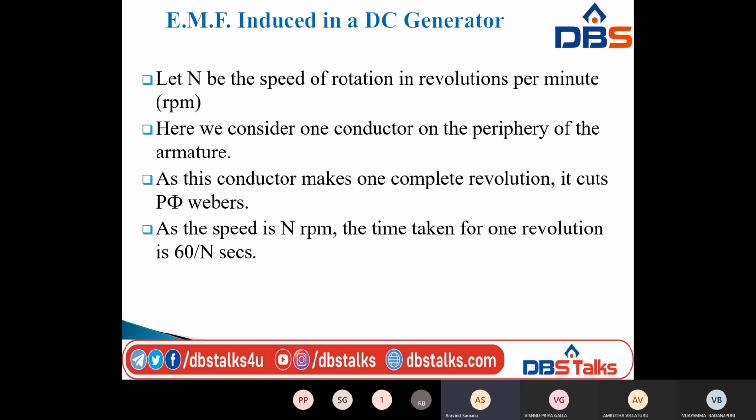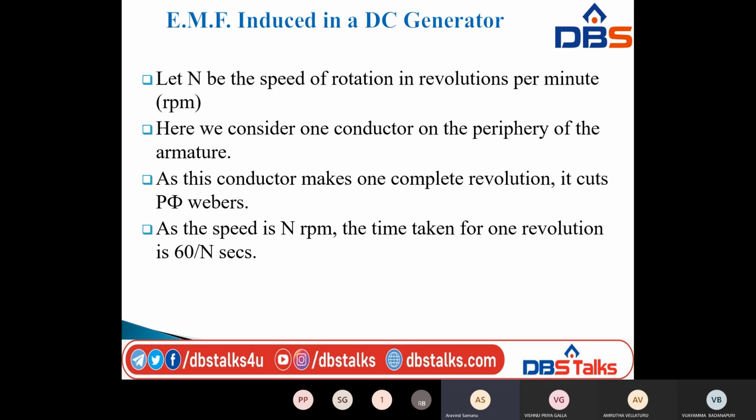Okay, it moves parallel to the flux lines. So at that time there is no cutting of flux. That means there is no induced EMF in the system. At the same time, here I am taking that the conductor makes one complete revolution. So for one cycle, that is 0 to 360 degrees. I already said in the previous class, theta is equal to 0, theta is equal to 90, theta is equal to 180, theta is equal to 270, theta is equal to 360.